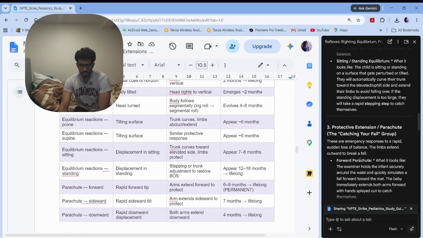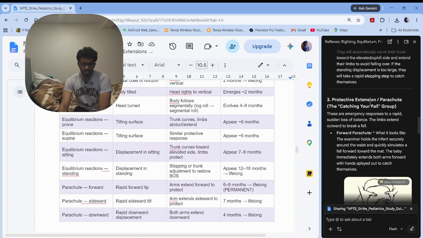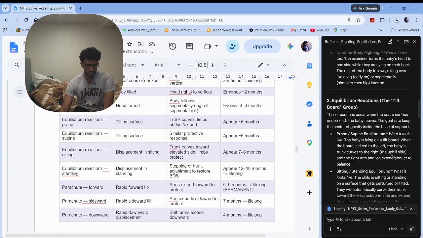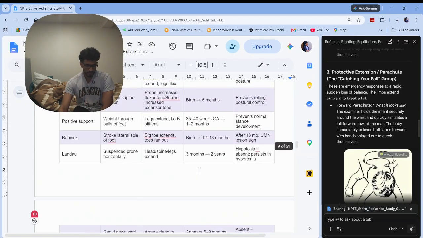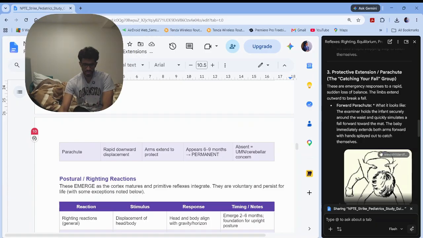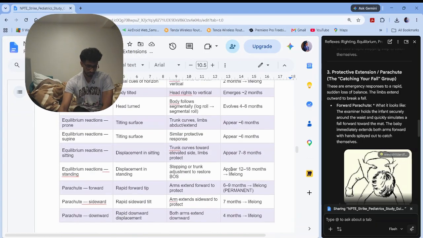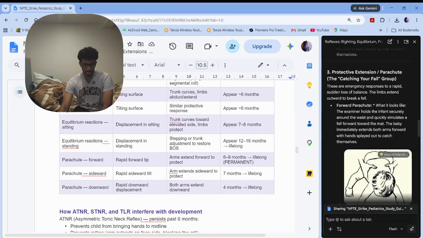And then we have something called protective extension. This is called the parachute. This is something that we mentioned in the primitive reflexes, one of the last ones we mentioned. This parachute is considered one of the most important ones, and it is a permanent reflex, or righting reaction. These are emergency responses to rapid sudden loss of balance. The limbs extend outward to break a fall.